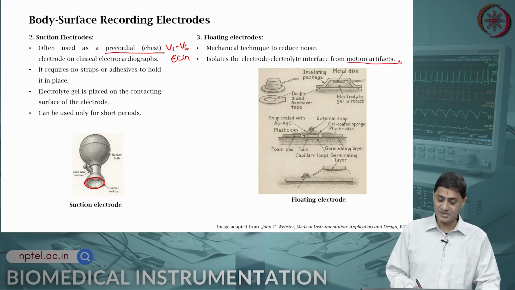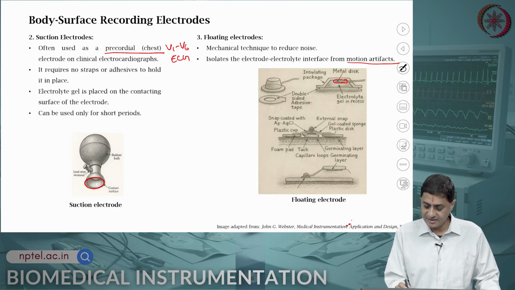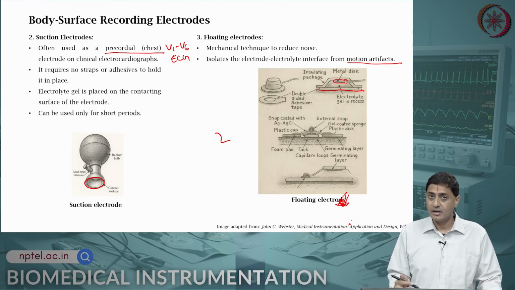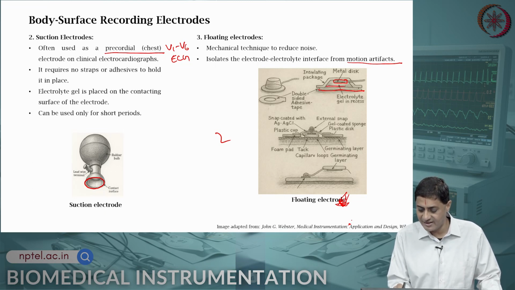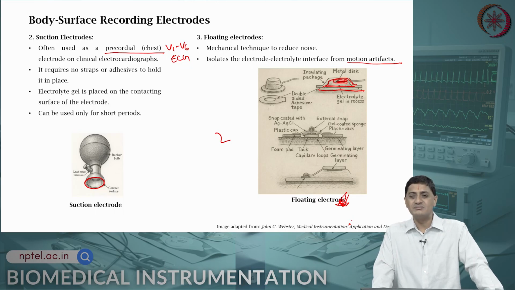Right. In this case, what happens is that there is a metal disc that is here, and then you have a double sided adhesive tape here, and between the two you have the electrolytic gel. If the electrode is moving, if there is movement of skin, that is felt only by the electrolytic gel and the insulating material, but not by the electrode itself. This is a mechanical method to minimize motion artifacts.